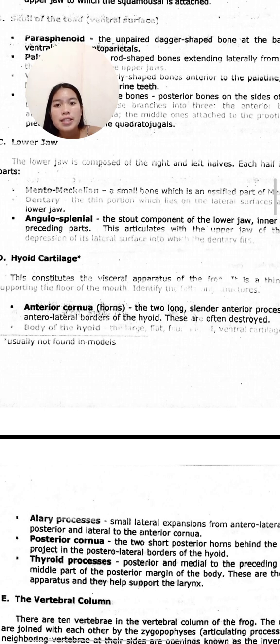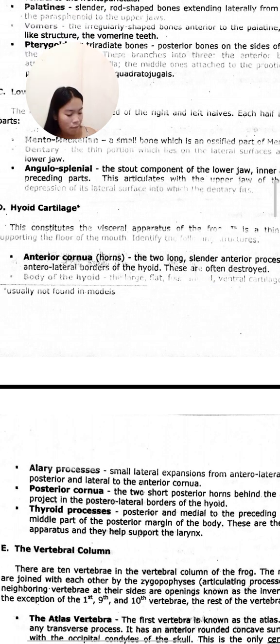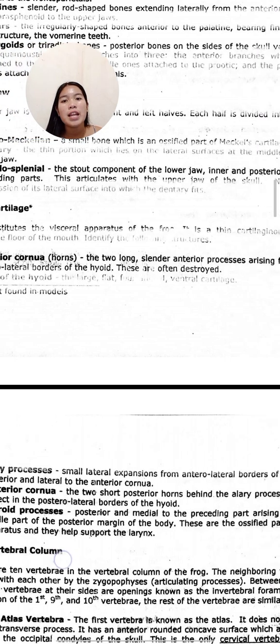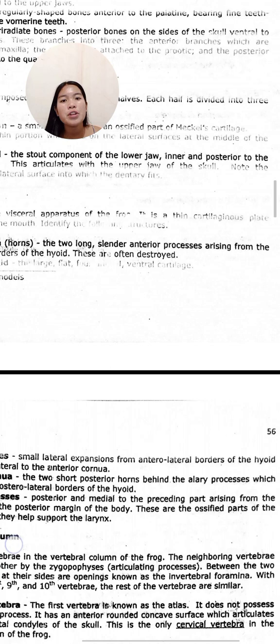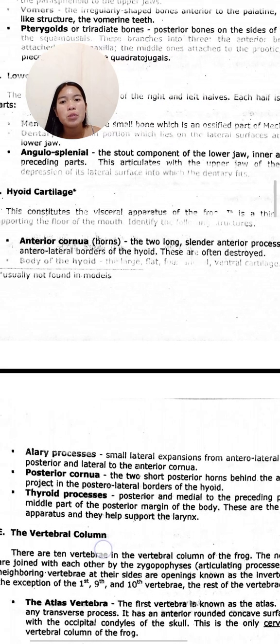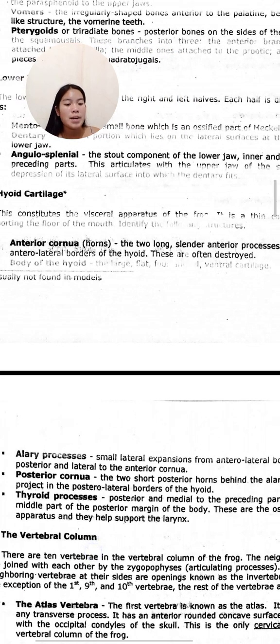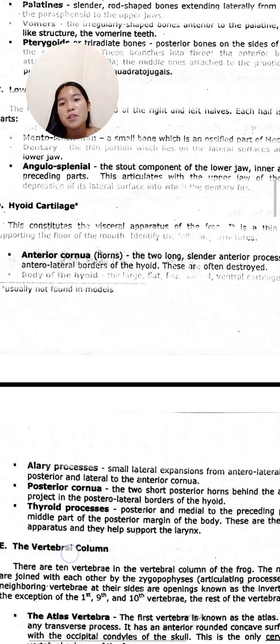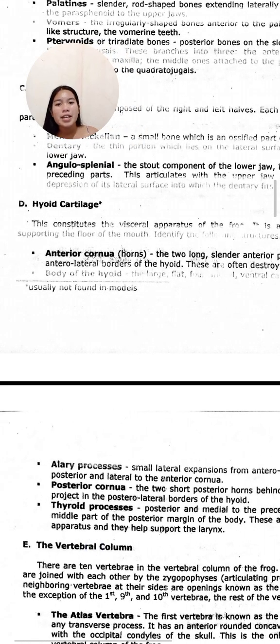Next is angulosplenial. Angulosplenial is the stout component of the lower jaw, inner and posterior to the preceding parts. So, in other definition, it is relating to both the angular and the splenial. So, mauna siya ang anterior angulosplenial. So, letter D is hyoid cartilage.